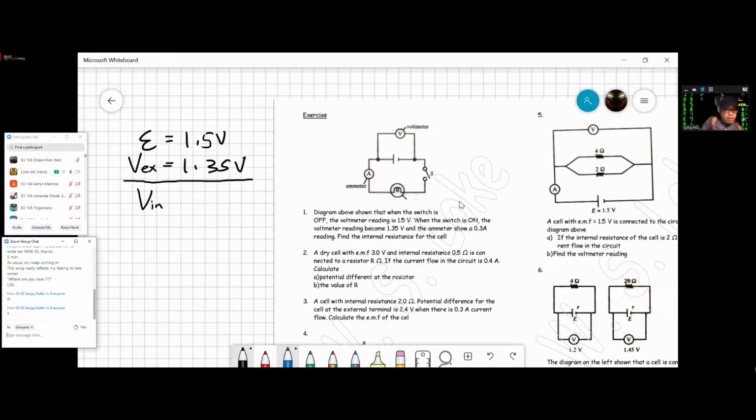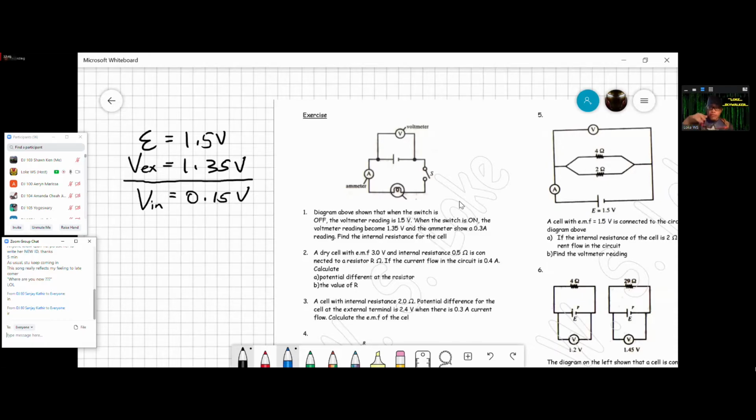So internal going to be how much from here? 0.15 volt. Understand or not? So mengapa yang nak kirakan benda itu? Tak ada apa-apa, saja je. Because I already have the two things, so I just do another one just for fun. Useful or useless, we see later lah. Kita tengok kemudian lah. Okay?